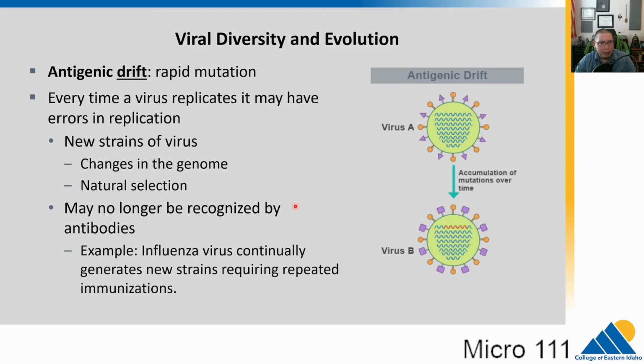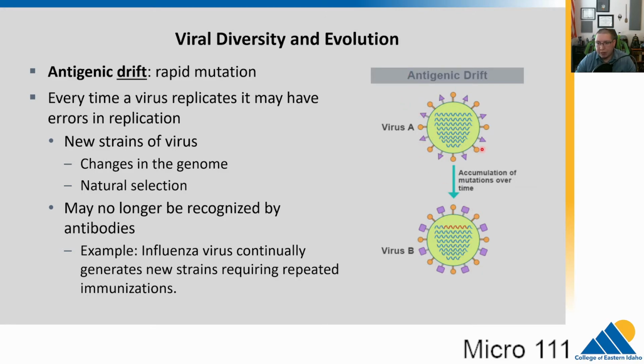Viral evolution is subject to the same forces as everything else. Even though it's not living, it can evolve because it's made of genetic material. We have this term antigenic drift. This is rapid mutation, the accumulation of mutations over time. This happens rapidly because so many viral particles get made so quickly that mutations accumulate quite quickly in viruses.